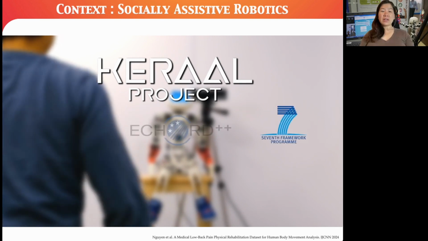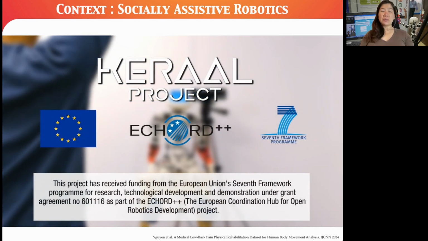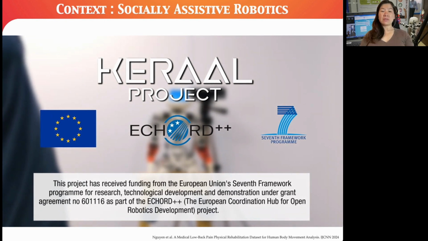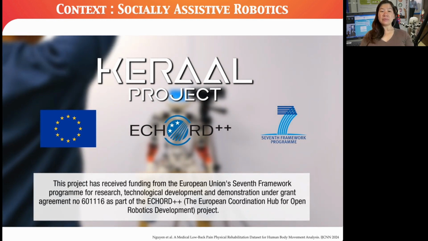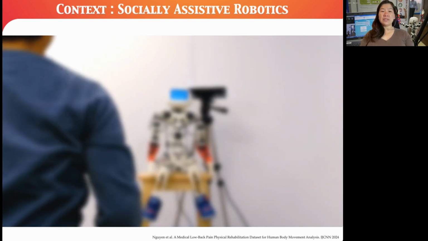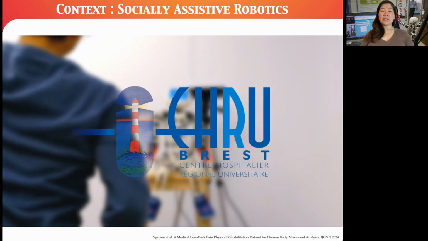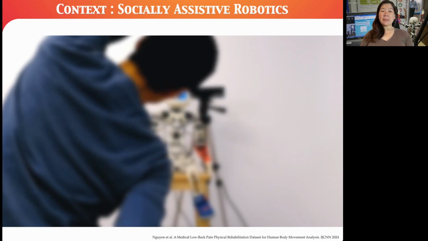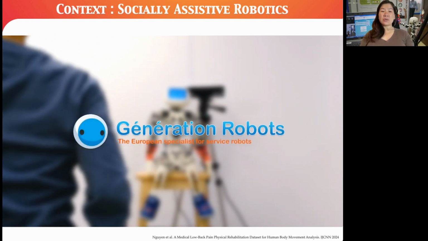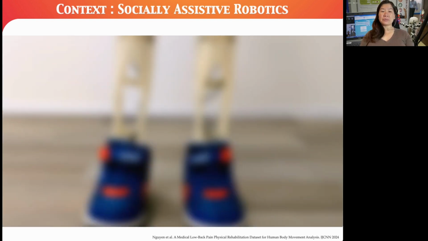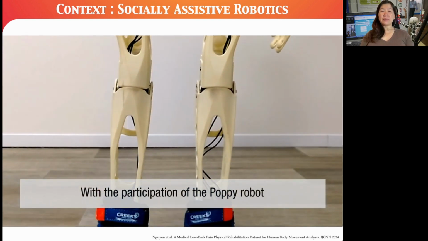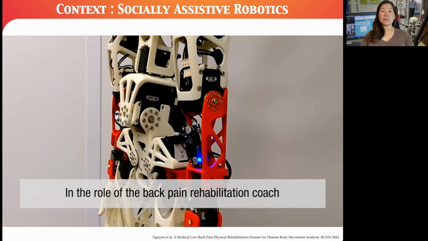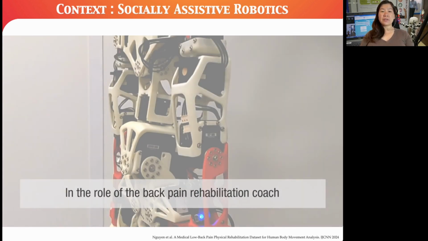This project Keraal was funded by the European Union through the FP7 project CorrectNess. It was a collaboration between Research and Diagnosis and Generation Project. We propose the humanoid robot Poppy, which is open source, as a robot coach.